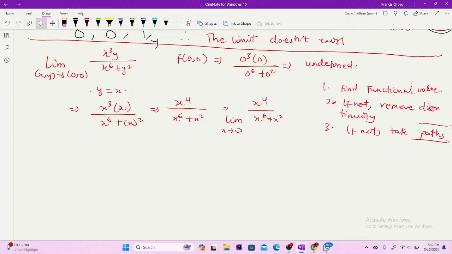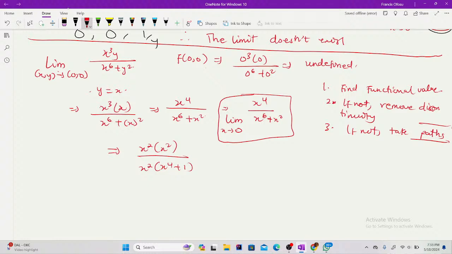I simply solve this expression. How do I solve it? I want to find the limit as x approaches 0. I can factorize x squared out, so I can remove the discontinuity. I'll have x squared multiplying x squared, all over x squared times x to the power 4 plus 1. With this, I can cancel x squared and x squared, and this expression becomes x squared over x to the power 4 plus 1.